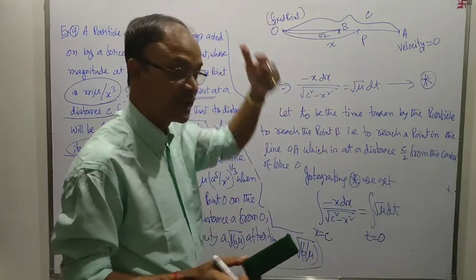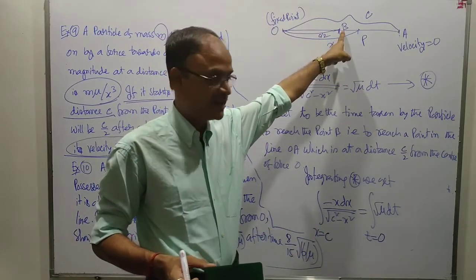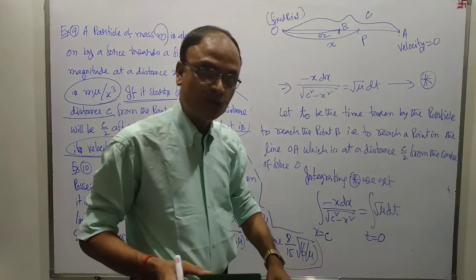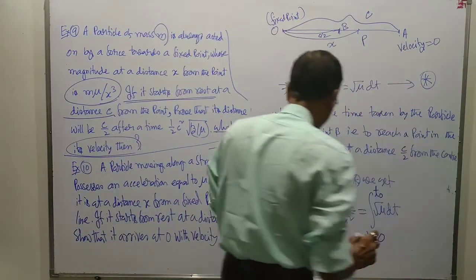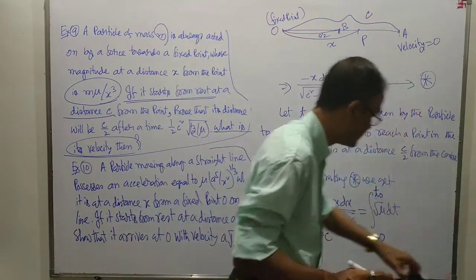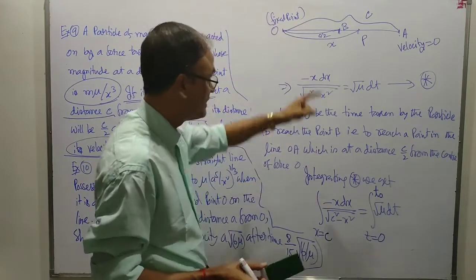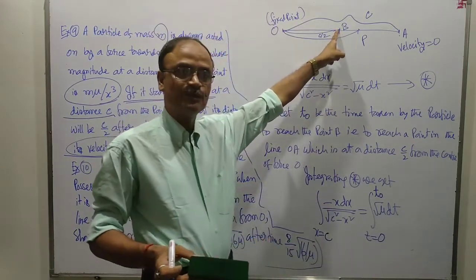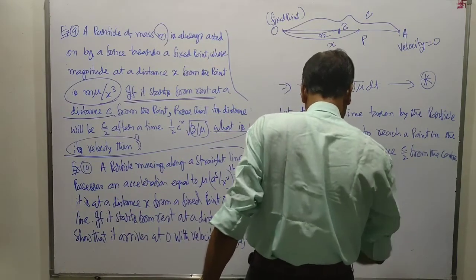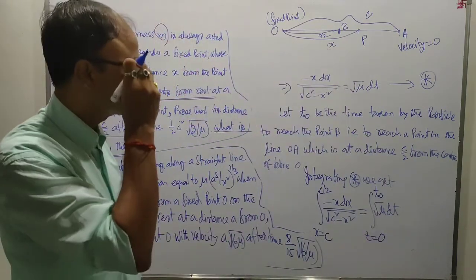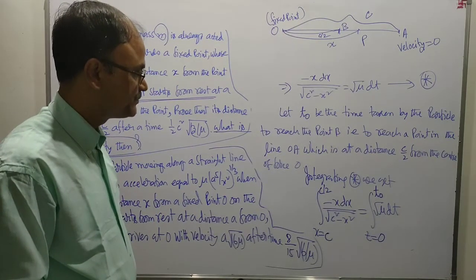When the particle reached the point B, the middle point of the line OA, then the time taken by the particle is equal to T naught. In that position, what is the distance of the particle from the fixed point? It was c by 2, right?